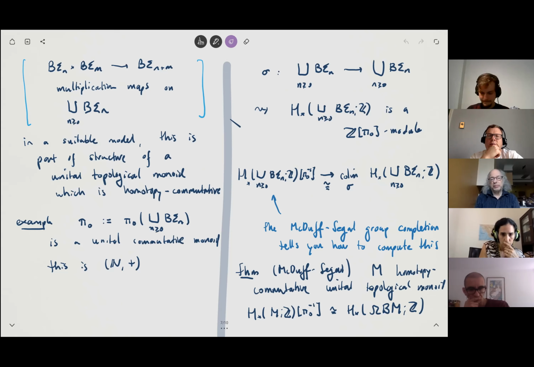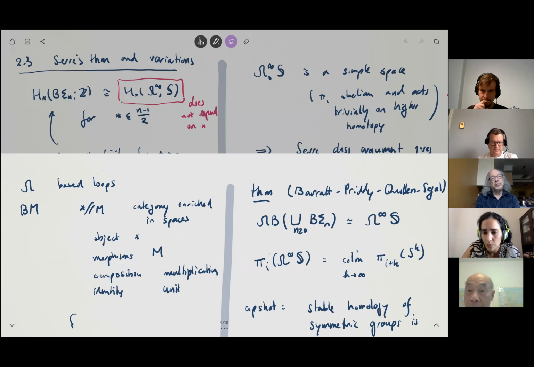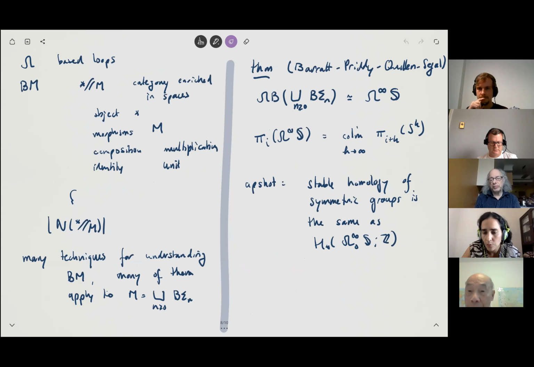Okay, last chance to ask a question for today. You have related the BΣn's with Ω∞ of the sphere spectrum. What about the classifying space of the alternating groups, B of An? Is there anything corresponding in the infinite loop space? Yeah, I think that's just the infinite loop space of, you take a connective cover of the sphere. I have to think about whether that's exactly right, but that's what it seems like to me.